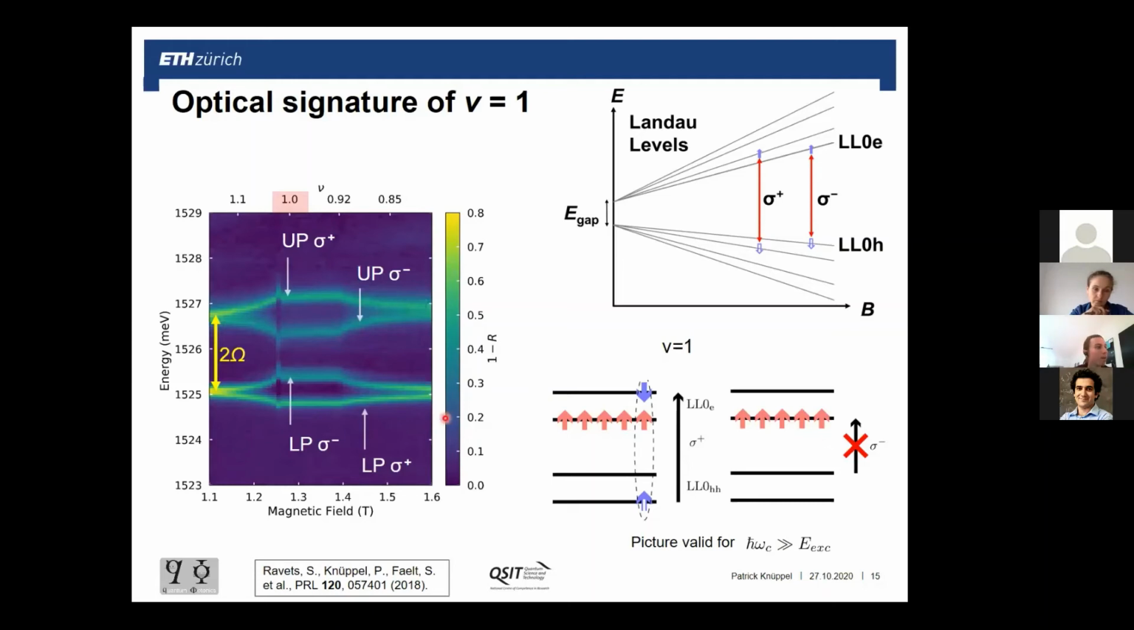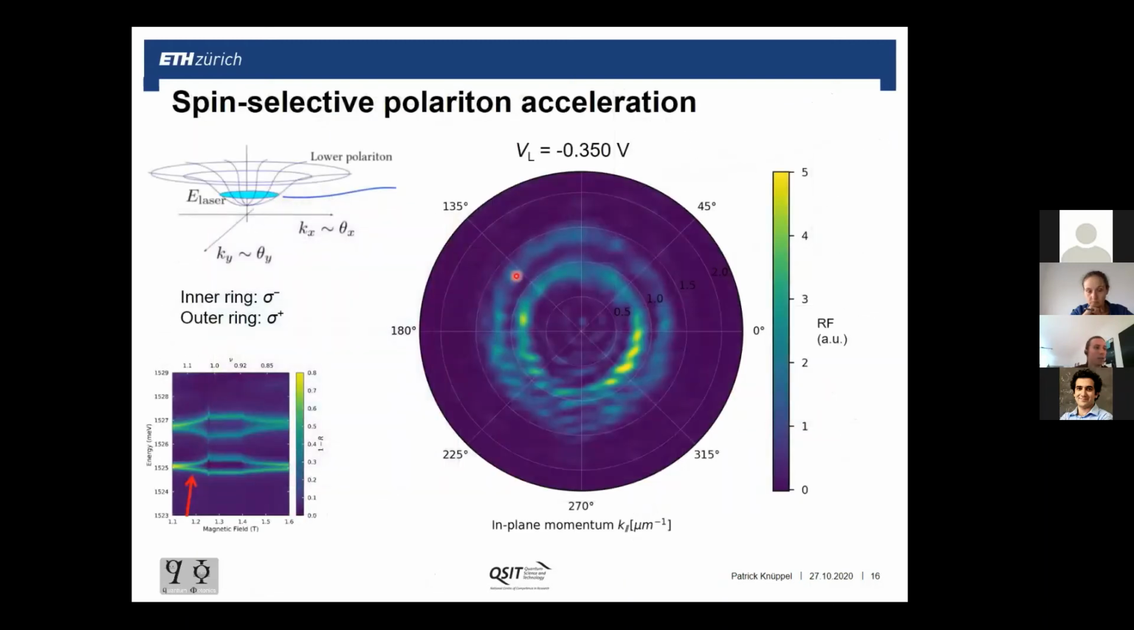So now, if we position ourselves on the flank of such a plateau, we have an interesting new opportunity, because the sigma plus and minus branches slope in different directions. We will be able to have spin selective acceleration of polaritons. Let me show you how this goes. So in the experiment, now what we do, we again cut with a resonant laser, linear polarization, and now in the magnetic field, we will see two branches. Sigma plus branch is the outer one, the sigma minus branch, the inner one.